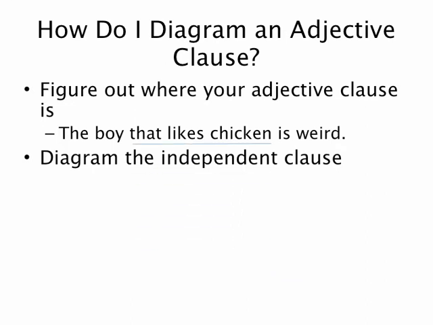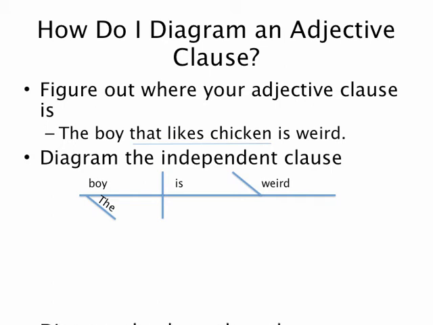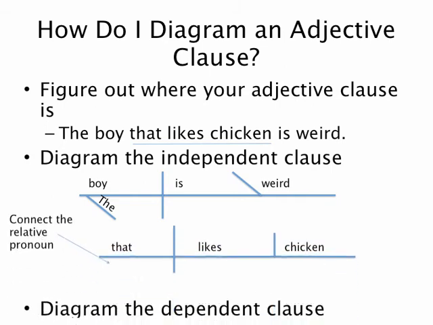So what we first need to do is diagram the independent clause, and the independent clause is "the boy is weird." So we know how to diagram that. Very simple. Now we need to diagram the dependent clause. Okay? So our subject is "that," our verb is "likes," and the direct object is "chicken."